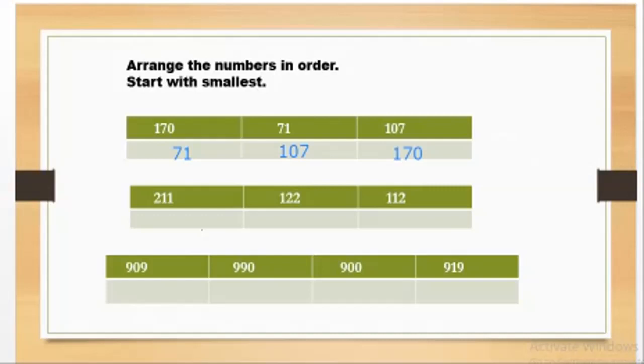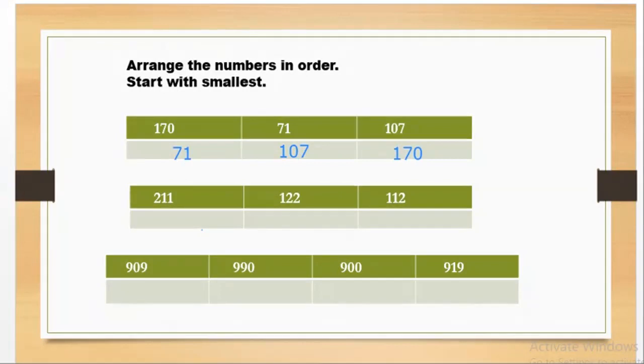211, 122, 112. Seems a bit confusing and tricky. I feel that it looks a bit tricky. You need to be very careful to find out which is the smallest number because at first look, they all look so familiar. So what you're going to do is read the numbers carefully.